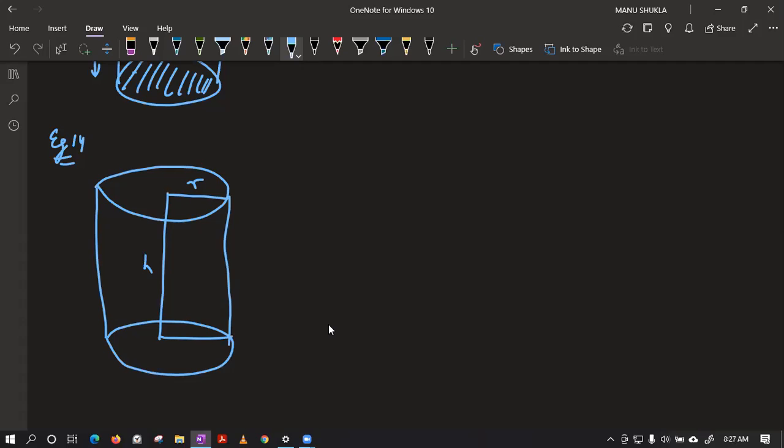Now let me read again. A stall keeper is having a large cylindrical vessel of base radius 15 centimeter. So I think we have two cylinders over here. Okay, simple R we can take. R is equal to 15 centimeter. Then they are saying height is 32 centimeter. Now they are saying orange juice is there.